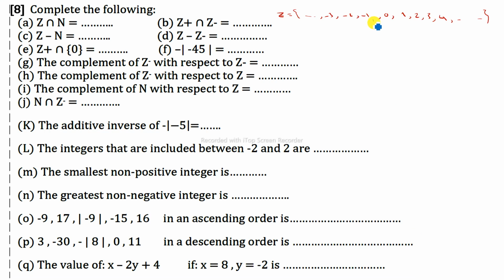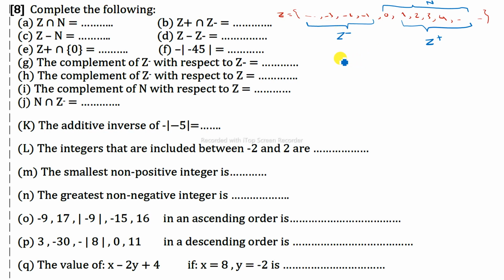Of course negative 1, negative 2, negative 3 and so on, this is Z negative, and this is Z positive. Of course 0 is neither positive nor negative. Zero is neither positive nor negative. Of course here 0, 1, 2, 3 and so on is the set of natural numbers. And be careful, when you do Z intersection N, here N is a subset of Z.